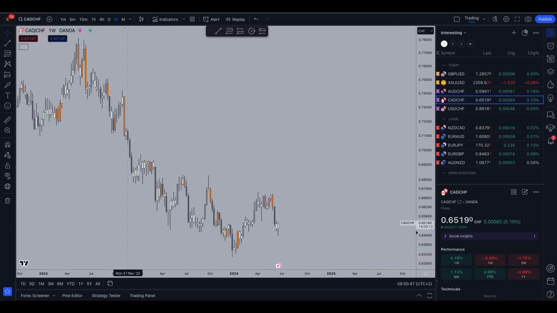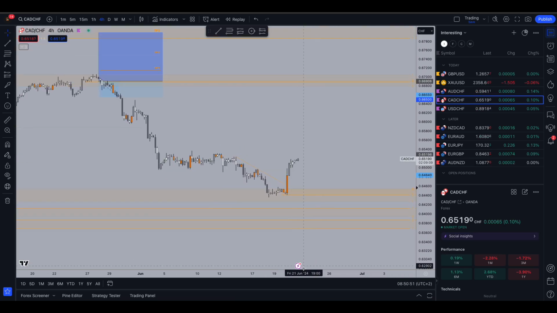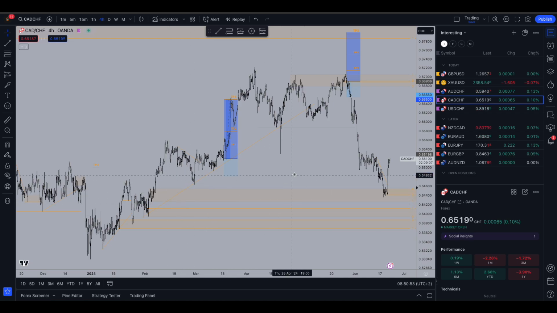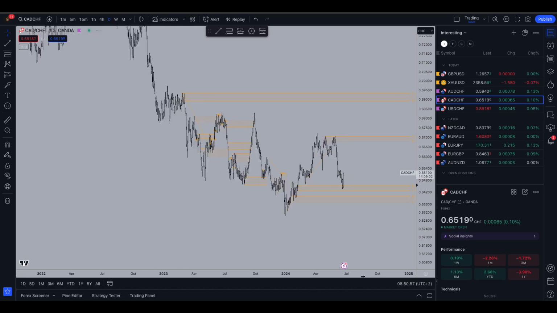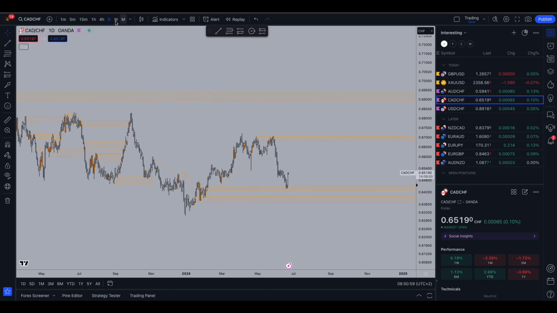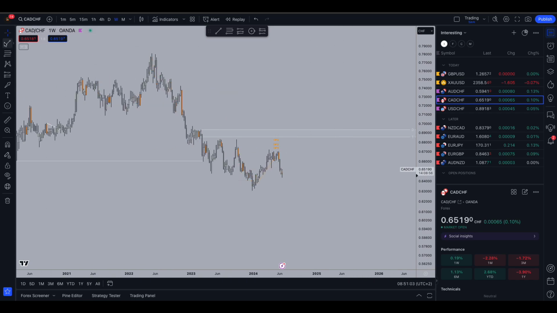Now going over to CAD Swiss, and regarding the CAD Swiss, what we can see is that we had a 4-hour break of trend line. We had an older demand zone in here. We had this daily demand zone in here being created, and on the weekly we see a similar scenario, right? If you go to the weekly, what you can see is basically we had this longer trend line in here being broken, and we got demand in here currently being respected for the CAD Swiss.